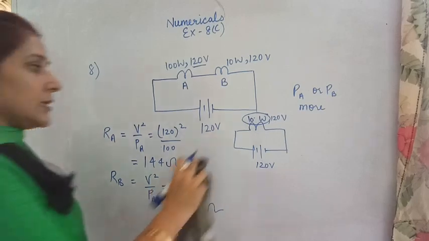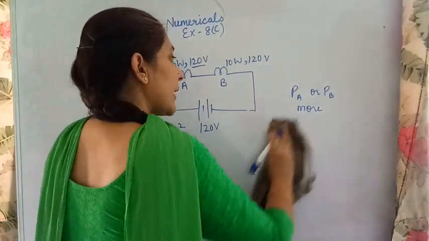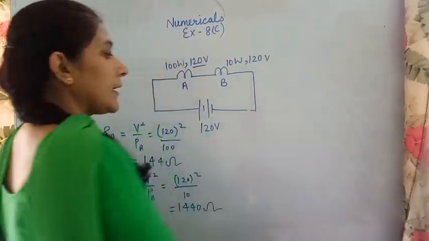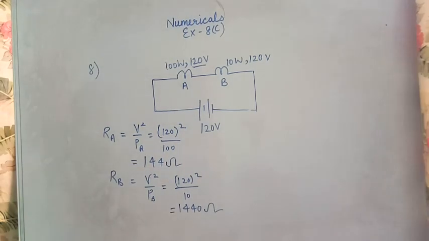Now the question says what is the current consumed by each bulb. We have to find out the current by each bulb. So how to find out the current by each bulb?